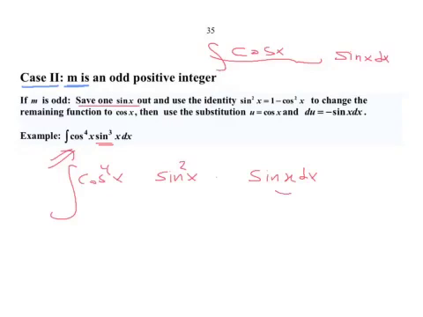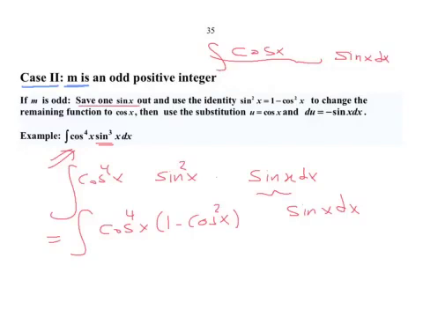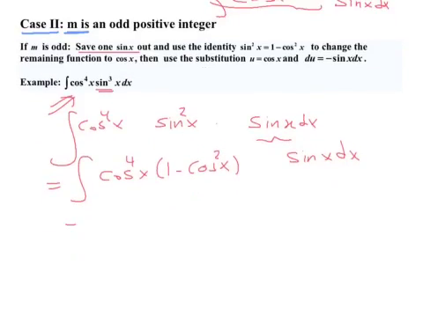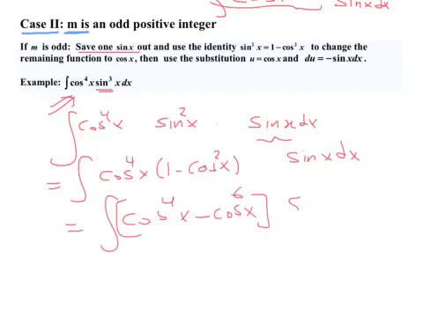See, what we take out, we change. We have taken out the sine, we change the sine. So this will become cosine 4 x, and this will become 1 minus cosine square x. This is saved out, not changed. Then if you open the bracket and simplify, this will become cosine 4 minus cosine 6, times sine x.